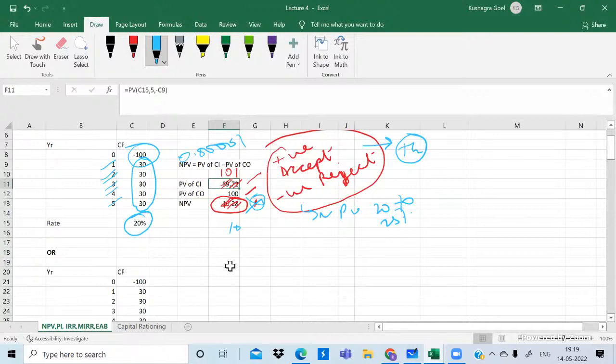So theoretically, even if I get 1 paise, I will accept it. Practically, your NPV should be at least 20 to 25% of your initial investment so that you can go ahead and accept the project. Any questions on this?